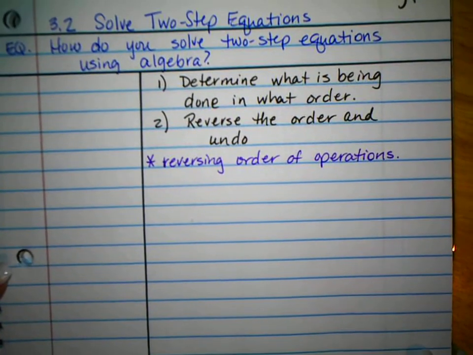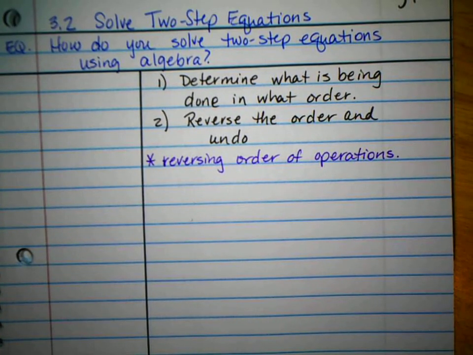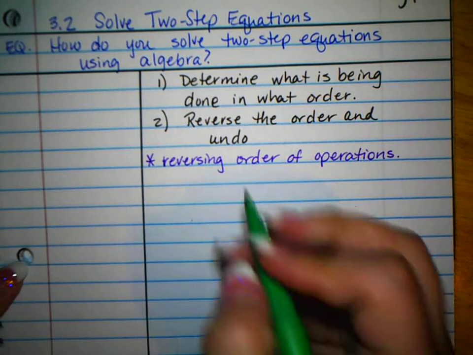I've gone ahead and started our notes today. 1. Determine what is being done and in the order in which we would normally do it. 2. Reverse that order and undo it. What you are basically doing here is undoing or reversing the order of operations.